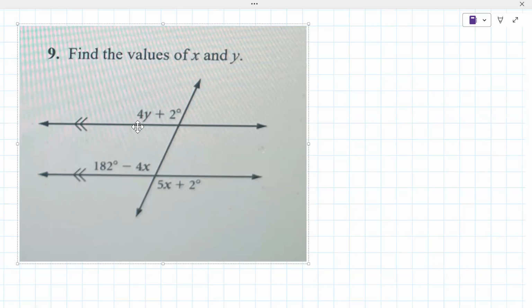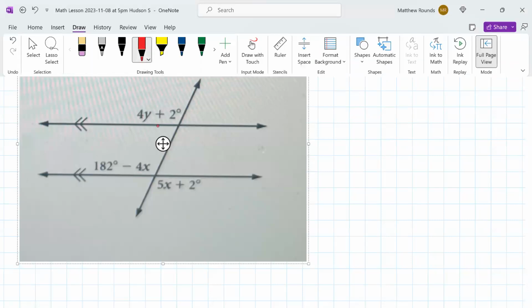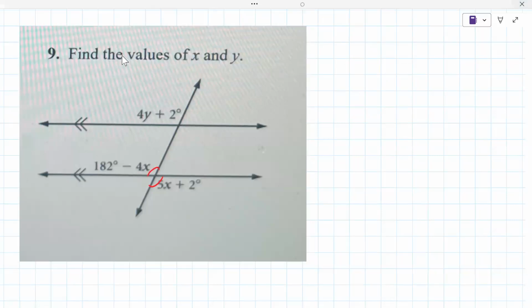I would probably do 182 degrees minus 4x and 5x plus 2 degrees. So you would set these equal to each other. Yeah. Okay, vertical angles are congruent. That's your best path because you can solve for x. So let's do that. 182 minus 4x equals 5x plus 2. Go ahead and solve that for x.